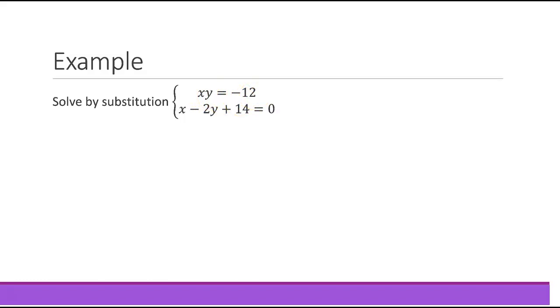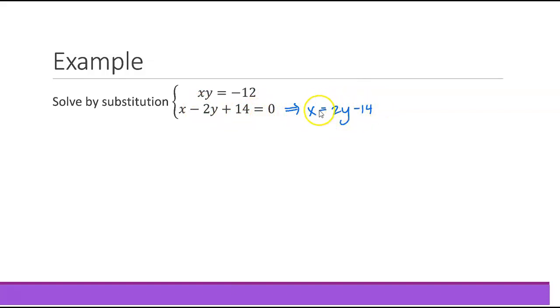But if we think long term about that, now we're creating some rational expressions. We're going to create a quotient if we start to divide by x or divide by y. And oftentimes we don't want to deal with fractions, so the best thing to do is work with the second equation and get x by itself, because that just means adding 2y and subtracting 14 to the other side. So I'm going to say x is equal to positive 2y minus 14.